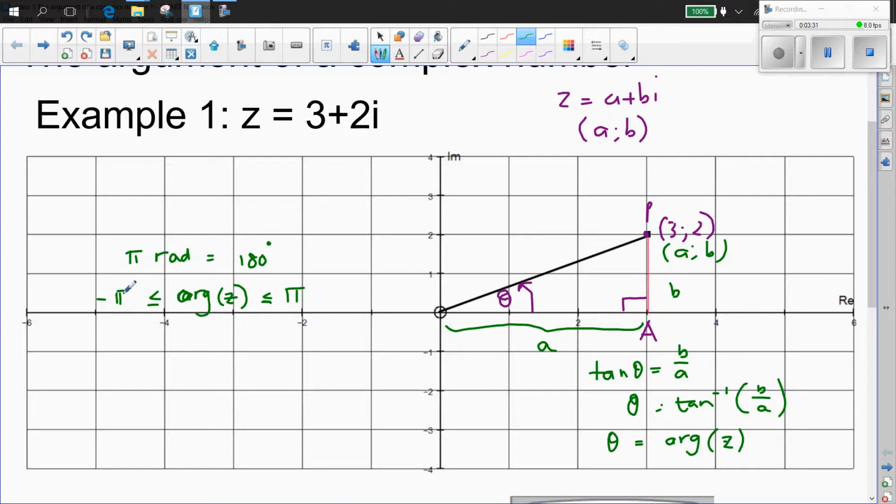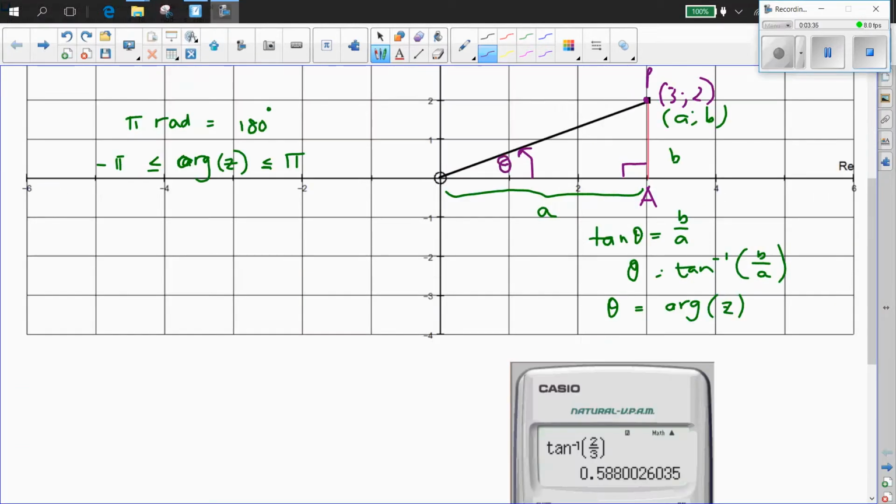Example 3, z is minus 1 minus 4i. We usually move anti-clockwise, but because we know that theta must be less than pi, what we're going to do is change direction. Angle theta is going to be measured clockwise, the size of theta.